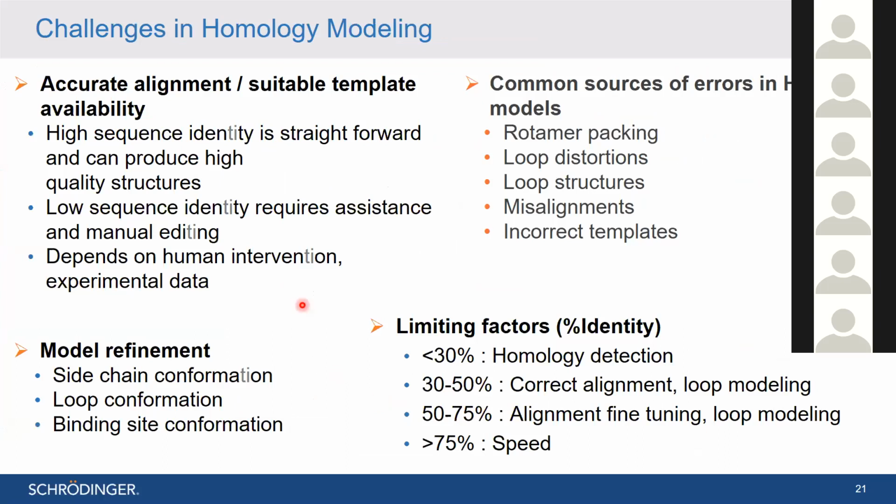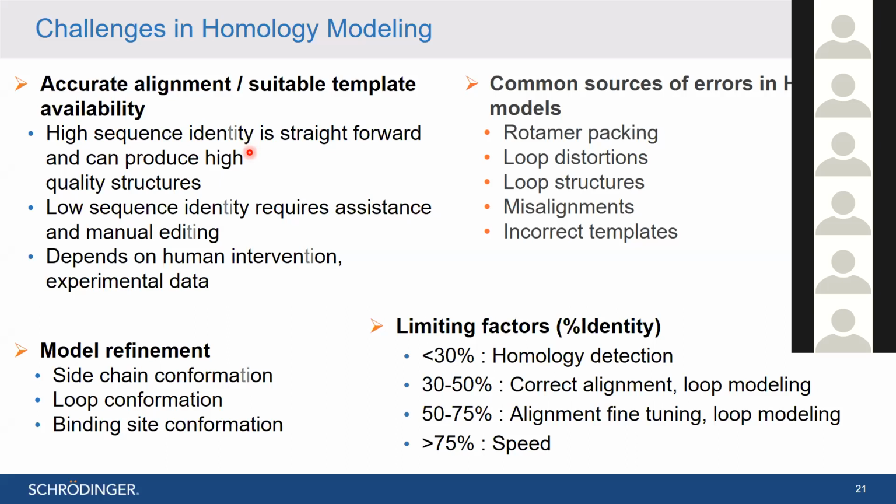Here I have listed various challenges which you come across while doing homology modeling that we should not ignore. We always need to check whether you are facing any challenge in doing it. For example, as I said, the structural alignment should be accurate enough and the template should be suitable. If you have high sequence identity and similarity, then most of the things get solved.